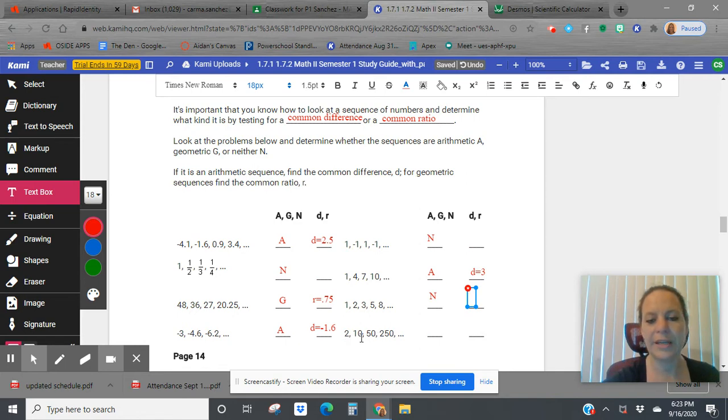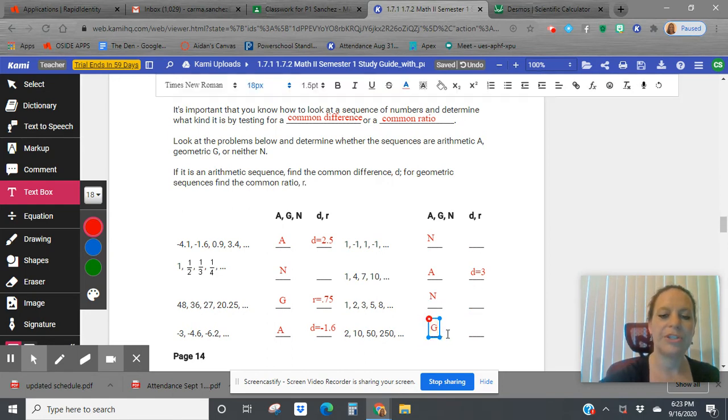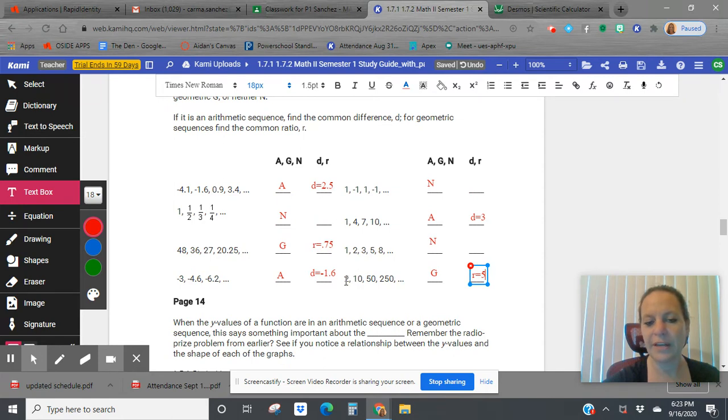From a 2 to a 10, from a 10 to a 50, from a 50 to a 250, do you recognize the multiplier there of 5? So this is geometric. It's being multiplied by a ratio of 5. If you don't see the 5, we just take 10 divided by 2 is 5. 50 divided by 10, 5. 250 divided by 50, 5. We can get that by dividing.